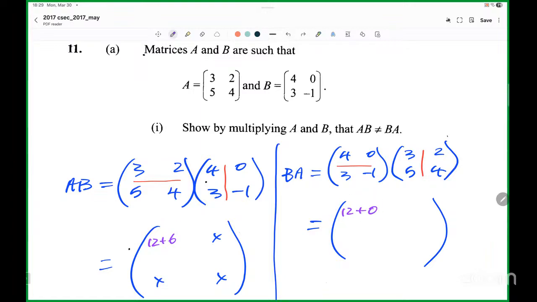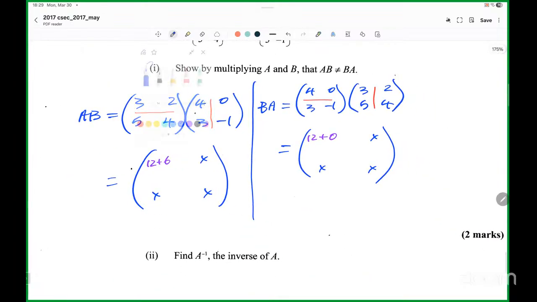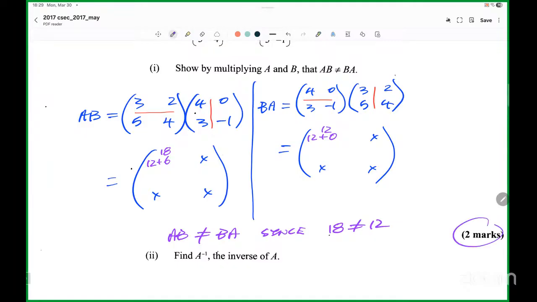But in the exam, you're supposed to get your marks. You would have shown that they are not equal, because the first element is not the same. This is 18 and this is 12. And I would say AB is not equal to BA since 18 is not equal to 12. And I work out no more. It's only 2 marks.